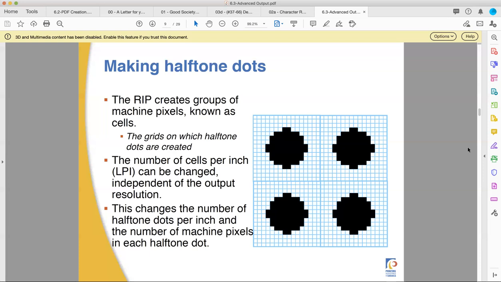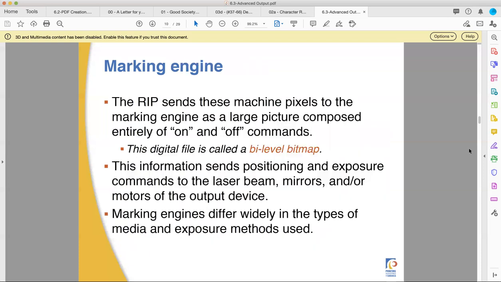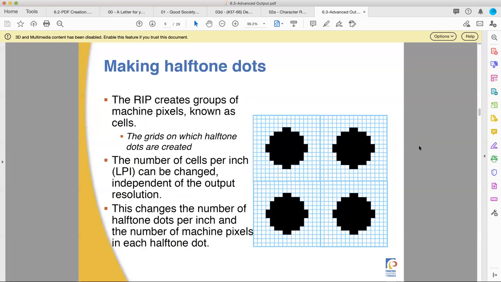So the number of cells per inch can be changed independent of the output resolution. You can change how many cells you have per inch. That changes the number of halftone dots per inch and the number of machine pixels in each halftone dot. So there's a couple of different things at play here in tension with each other that are going to create your ability to show small differences. I'm going ahead of myself, but I'll say it anyways. The number of machine pixels you give to any particular halftone dot is the amount of variation you're able to have within that halftone dot. That's vital. We'll get back to that.